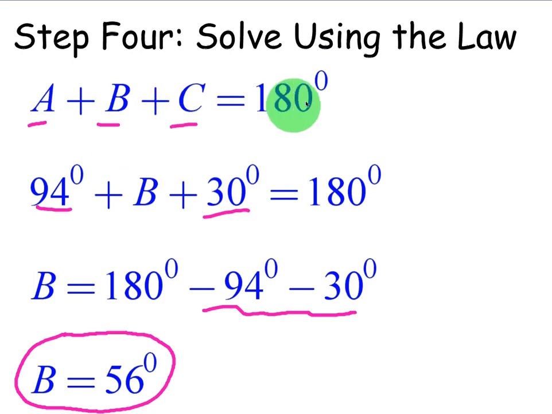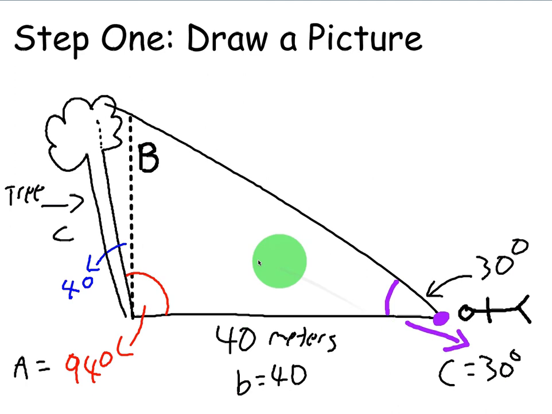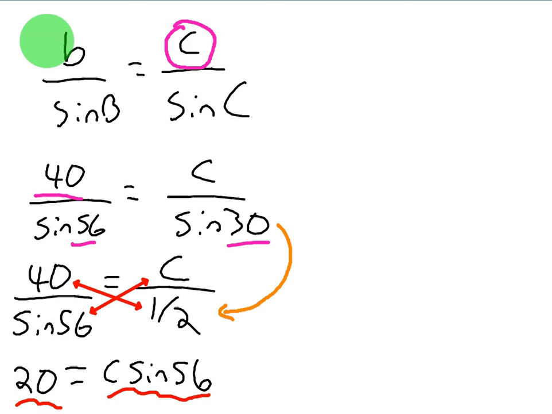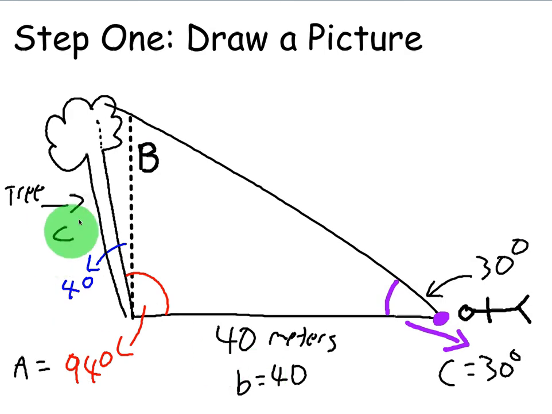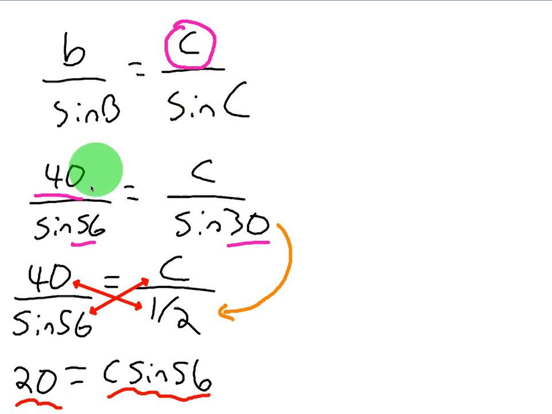So A plus B plus C equals 180. We'll add these two up, subtract them from 180, and we get B equals 56. So this angle right here is 56 degrees, and since that's big B and we know little b, we can now use the law of sines. Little b over sine of big B equals little c over sine of big C. Here's little c, and that's the height of the tree. We already know big C, so we're halfway there. So it'll be 40 over sine of 56 equals c over sine of 30.